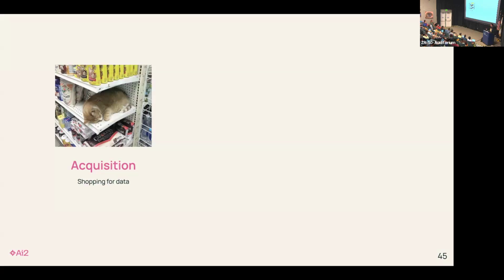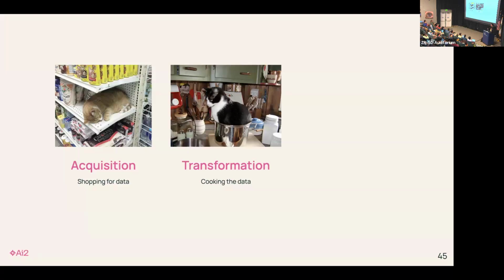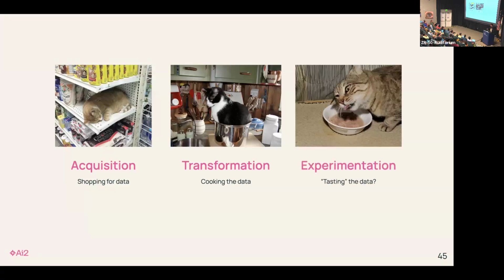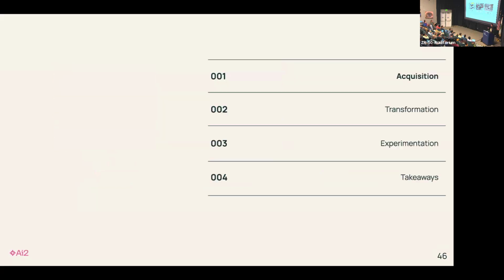You want to think about how to get data. You want to download the data onto your machines so you're ready. So it's like you're shopping for data. You want to transform the data in some way. You want to make it good. So it's like cooking the data. And then at some point, you actually have to see if the data is any good. And so that's like experimentation or tasting the data that you've actually created. All right. So these are 3 big themes of data curation.